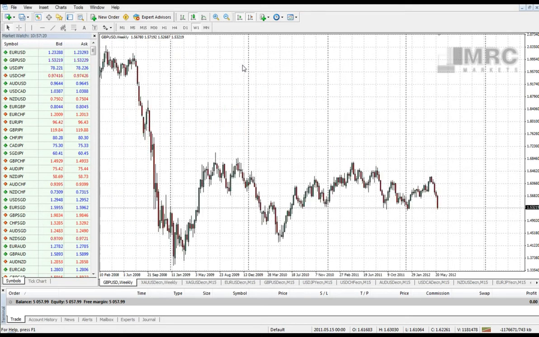Okay, so that's support and resistance lines. Another form of support and resistance line is a trend line. This is a diagonal form of support and resistance. So what we'll do is draw a trend line support.